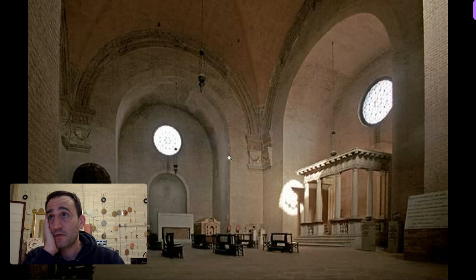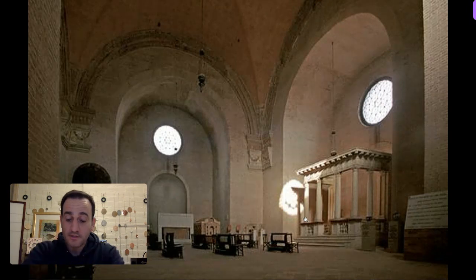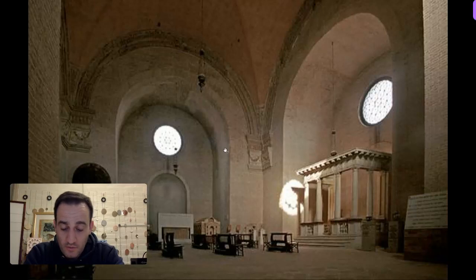Barrel vault. So this is a really good example of a barrel vault. It's a vault or a ceiling space forming a half cylinder, usually supported on either end by walls or columns.